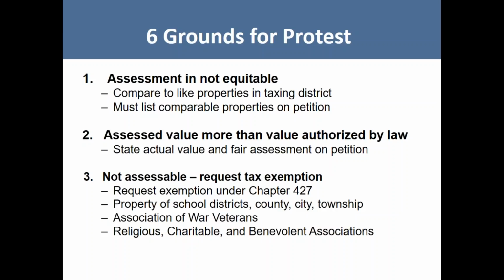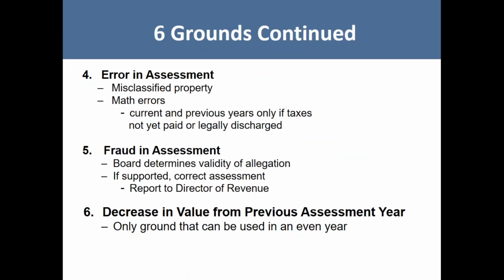Number 2 is that the assessed value is more than the value authorized by law, which is market value. Number 3 is that the property is not assessable. It should be exempt under Iowa Code Chapter 427 for the reasons that are defined in the Iowa Code. Now we've got 6 reasons, or grounds as they're called, for the protest. Number 4 is that there's an error, which could mean that the property was misclassified, or it could mean that there was some sort of a math error, and that only will apply if the taxes have not yet been paid or legally discharged on a property. So there are certain limitations if someone wants to provide a protest based on that ground.